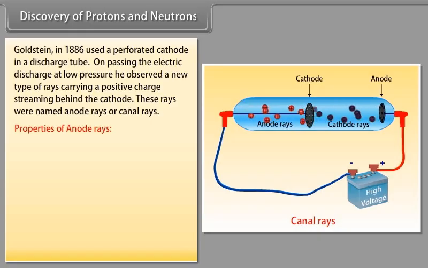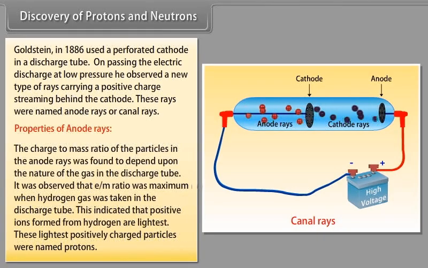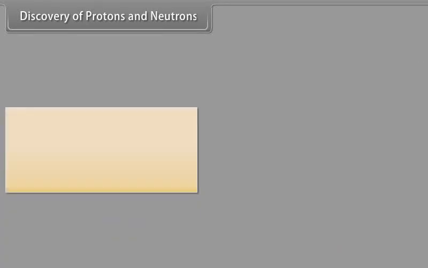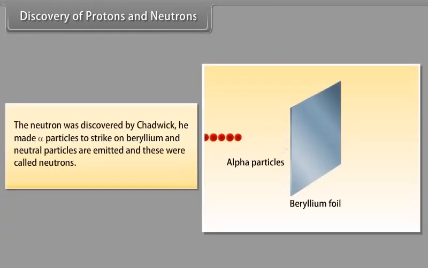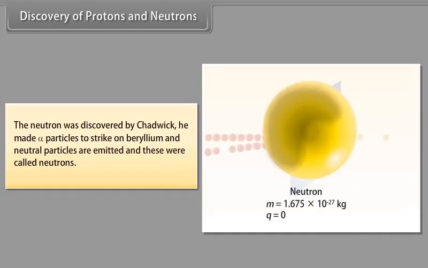Properties of anode rays. The charge to mass ratio of the particles in the anode rays was found to depend upon the nature of the gas in the discharge tube. It was observed that the e/m ratio was maximum when hydrogen gas was taken in the discharge tube. This indicated that the positive ions formed from hydrogen are lightest. These lightest positively charged particles were named protons. The neutron was discovered by Chadwick. He made alpha particles strike beryllium and neutral particles were emitted, and these were called neutrons.